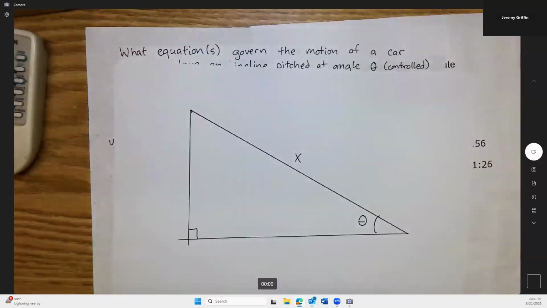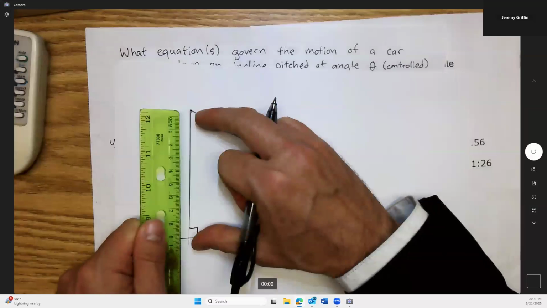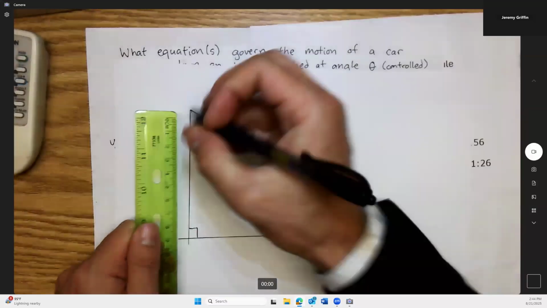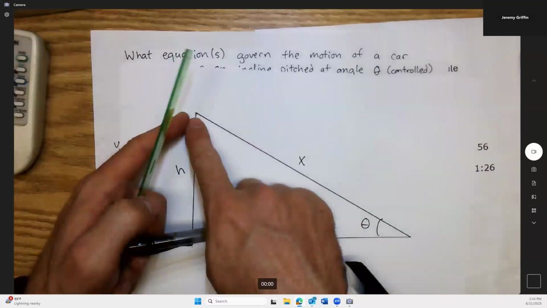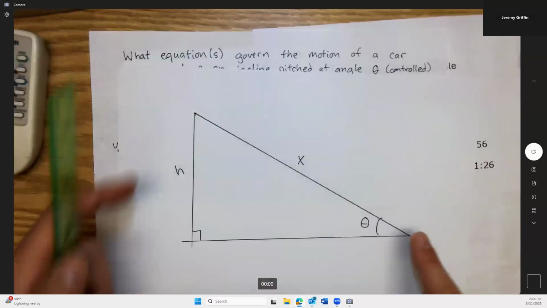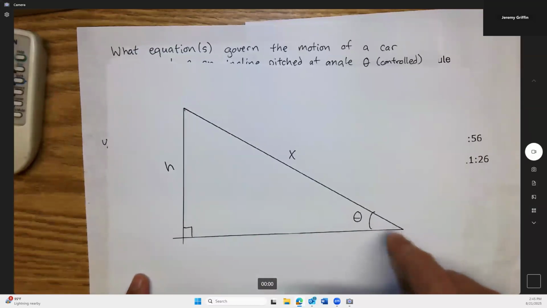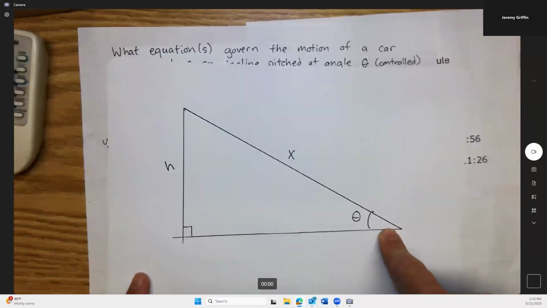Because what if you do this? What if I measure this height right here? I get, I don't know, 22 centimeters or something. I'll call it H, or some height. So suppose I know this height is so many centimeters, and I know the length of that ramp is so many centimeters. Do you guys remember from the past few days how you can calculate this angle theta?